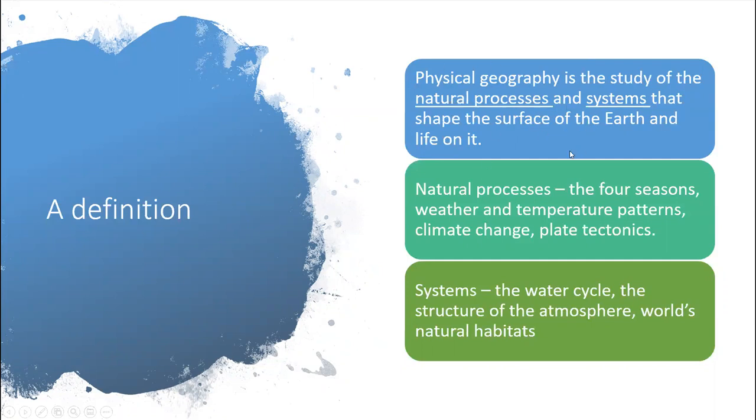So if you want a definition of what we are talking about when we talk about natural processes, it's the four seasons, the weather, the temperature patterns, climate change, and plate tectonics. And what is a system? It's something like the water cycle, the structure of the atmosphere, the world's natural habitat. So those are the natural process definition and the system definition, or examples. And this is the definition.